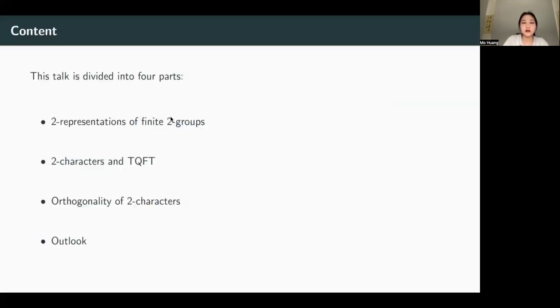Today's talk is divided into four parts. The first is two representations of finite two groups. The second is what is the two character for a two representation and its intuition from TQFT. The third part is the orthogonality of two characters. Last, I will give an outlook of this two character theory.